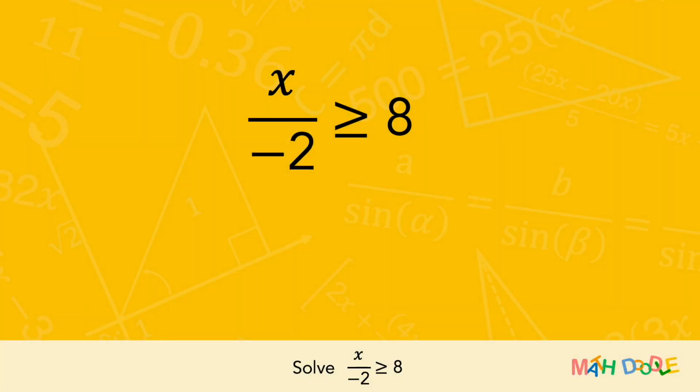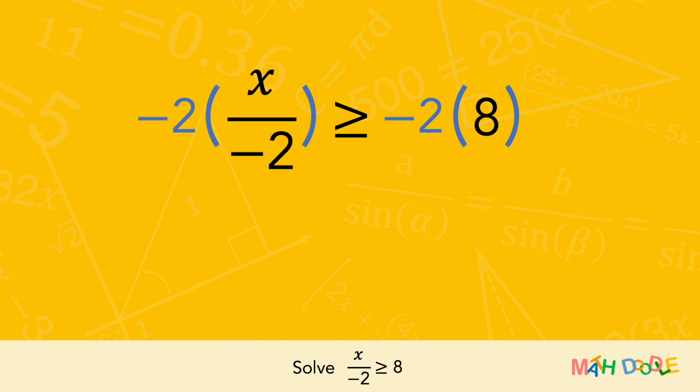Our goal in solving this inequality is to find the value of x, which makes the inequality true. First, let's rewrite the inequality so that the left side is only x. To do this, let's eliminate -2 in the denominator. So, we are going to multiply both sides of the inequality by -2.